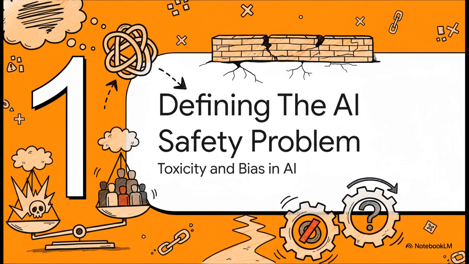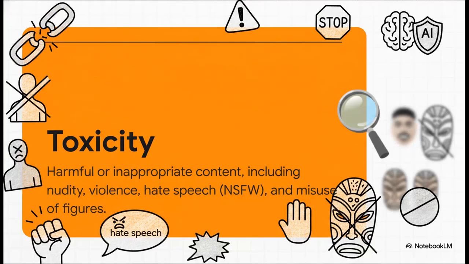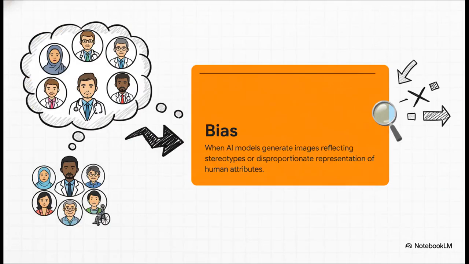First up, we need to clearly define the AI safety problem by looking at two key issues that researchers are really focused on: toxicity and bias. So first on the list is toxicity. According to the research, this is really a catch-all term for any kind of harmful or inappropriate content. We're talking about a pretty broad range here, stuff like nudity, violence, hate speech, even the misuse of public figures or important cultural symbols.